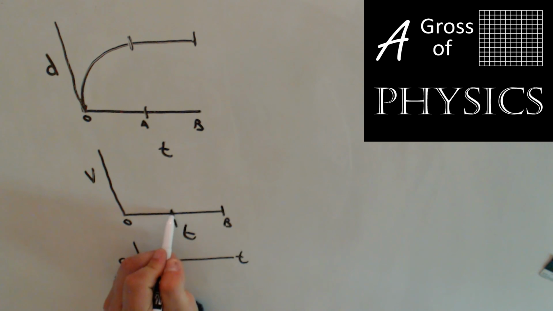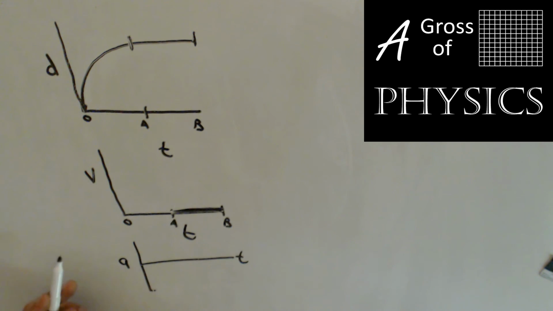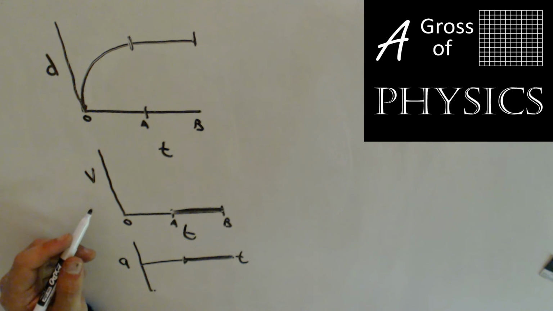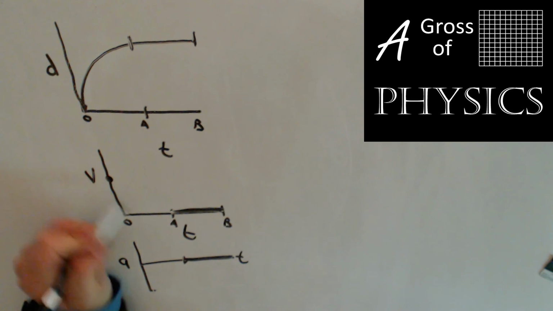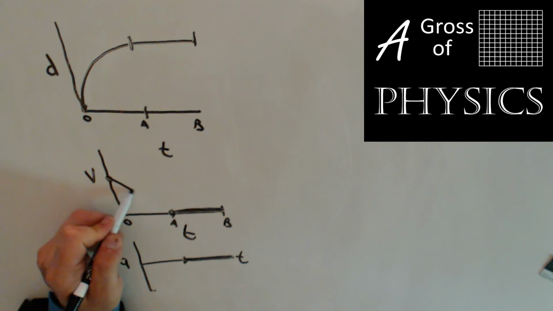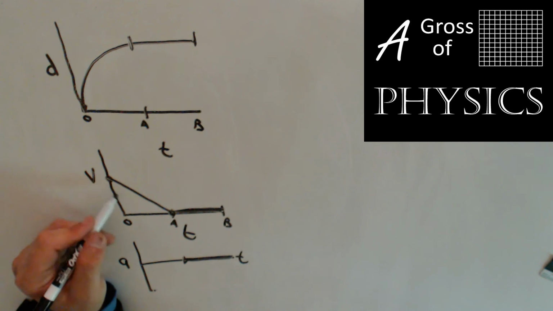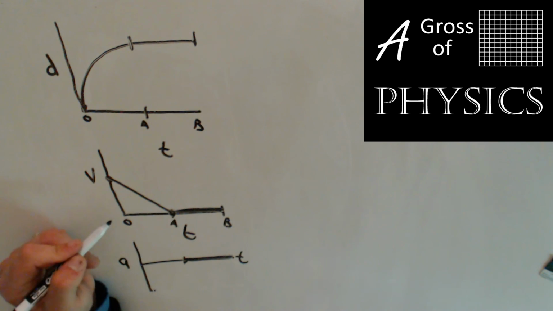So I know immediately that the velocity between A and B for the second segment is going to be 0. And because it's a straight line over there, I'm going to say that the acceleration is also going to be 0. Now, the velocity goes from a positive to 0. And since we have a curve, it's going to be a straight line downhill. The velocity is decreasing and it stops.